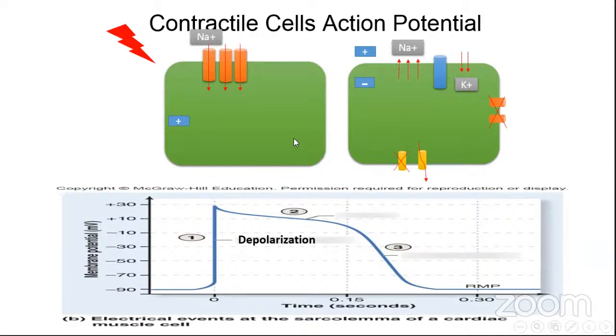Now you know that the cardiac cells are connected to each other through gap junctions. So some of the sodium can trickle into the next cell, and the same happens: the next cell starts to depolarize.